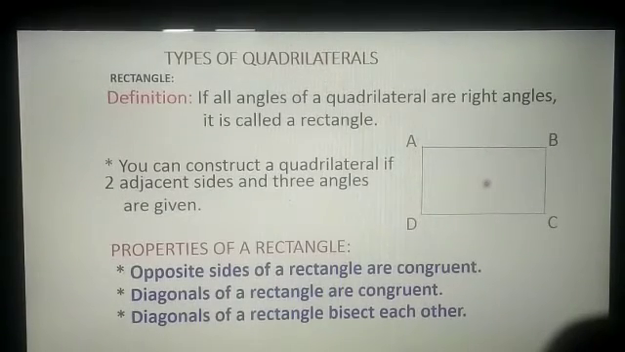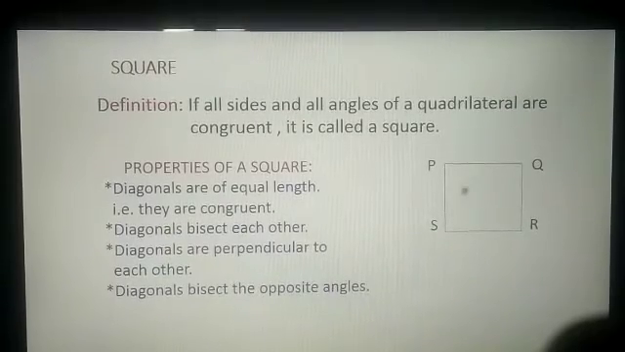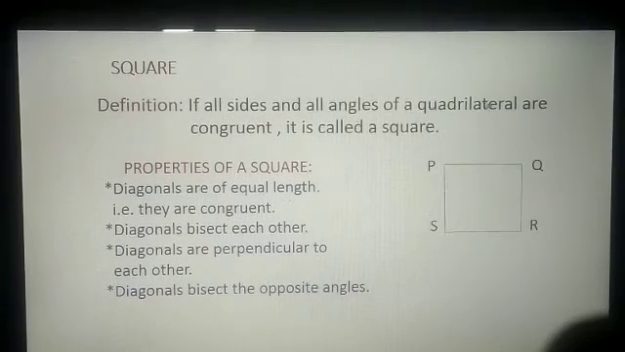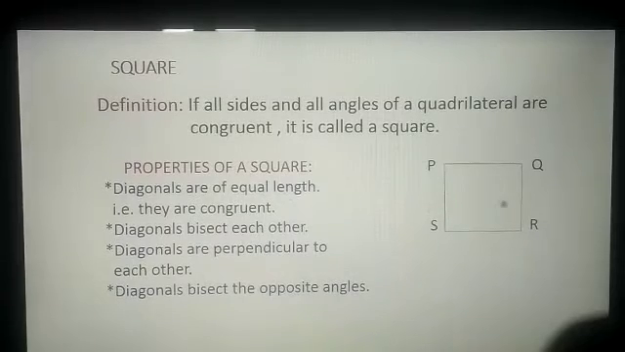Okay. Now the next type of quadrilateral is square. What is a square? If all sides and all angles of a quadrilateral are congruent, then it is called a square. So angle P, angle Q, angle R and angle S are all right angles. Also side PQ, side QR, side RS and side PS, they all are congruent. Then such a type of figure is called a square.